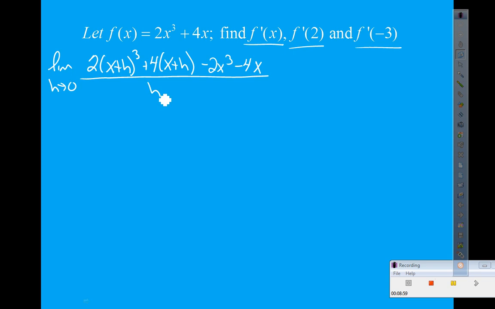Hey, we did one of these in class the other day, but here it goes again. To do this cubic right here, I'm going to use my good friend Pascal's triangle.